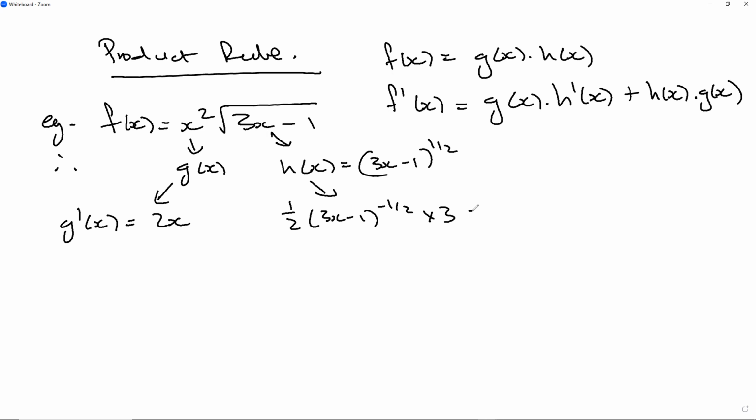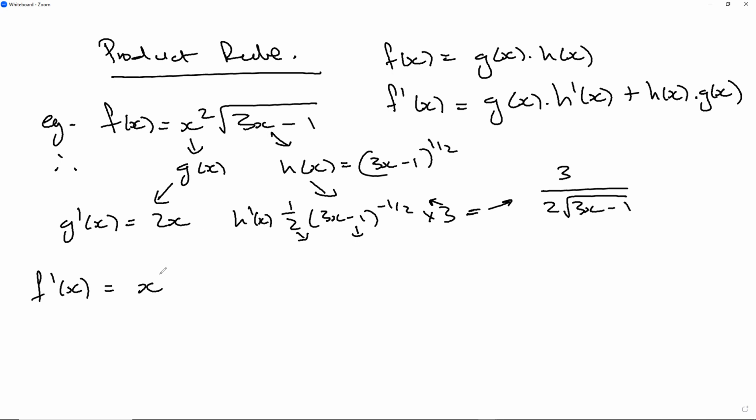And I can rewrite this as, actually yeah, the 3 will go to the top, 3 over 2 square root 3x minus 1, bringing that into the denominator and that into the numerator, which will get me that. Now that I have those two functions, this is h of x, and this is h dash of x, I can just substitute it into this to get the derivative.